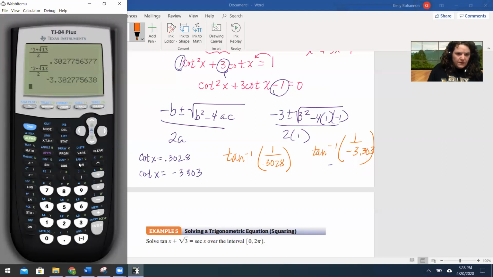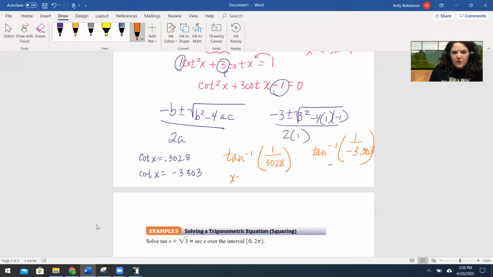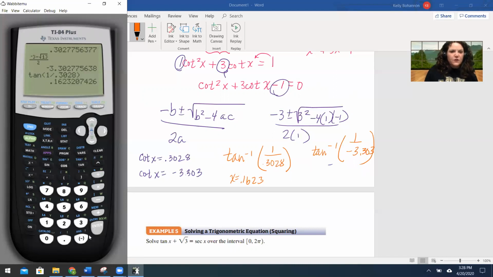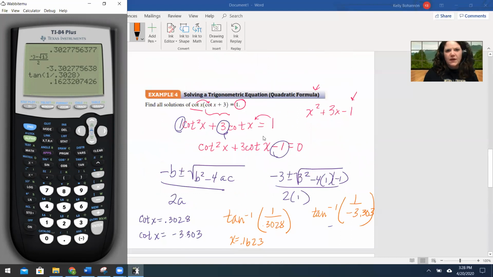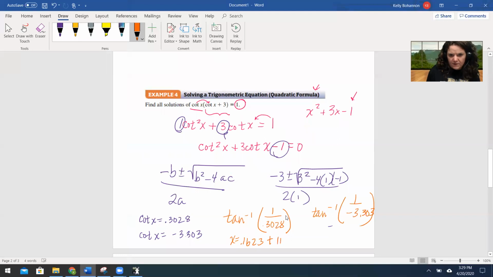So arctan of 1 over 0.3028 gives me 0.1623. So x equals 0.1623. And then remember, you're going to add pi to that so that you can get all of your answers between 0 and 2 pi. Is that what they told me? Oh, it says find all solutions. So actually it's going to be this plus pi. Then you do the same thing for this one: get your answer in the calculator and do it plus pi. And that's it.